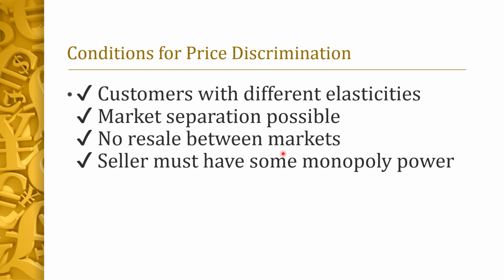The first condition that we had talked about was that the seller must have some monopoly power. Even a little one, but it should be a price maker. Customers with different elasticities, meaning customers who have different paying capacities. We are able to separate the market, and then the product cannot be resold. These are the conditions that need to be met for price discrimination.